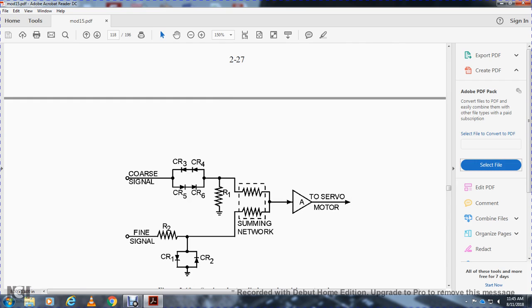The other signal into the signal summing network is a fine signal with resistor 2, with its own takeoff on its own series to an additional series of the controlled rectifier 1 and 2, grounded. Then it runs into the summing network to the amplifier to the servo motor.